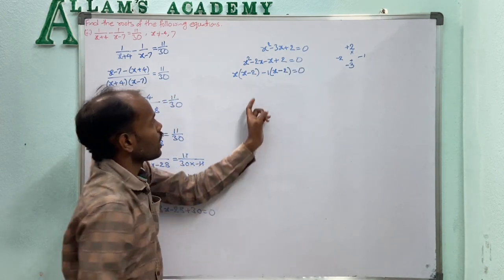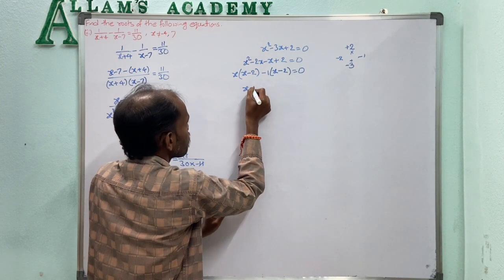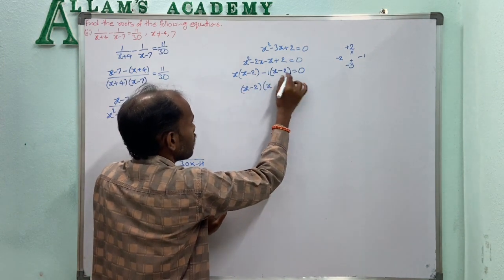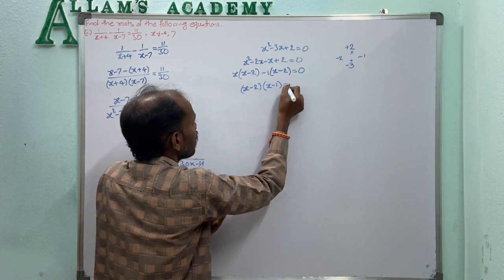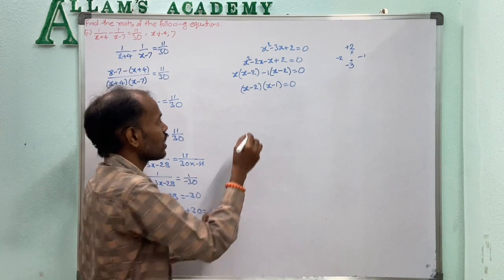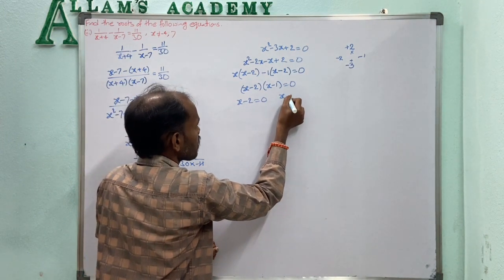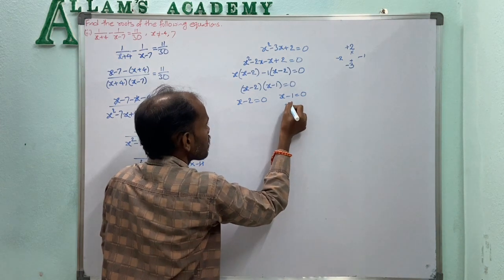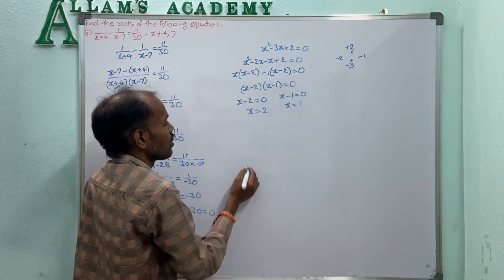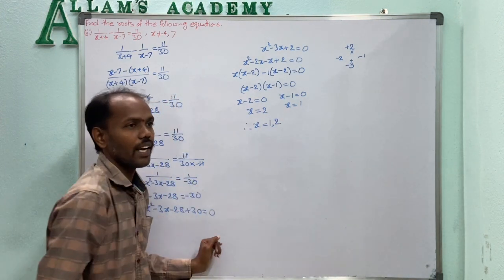That means, observing both, x minus 2 is the common factor. Taking x minus 2 common, here remaining is x and here remaining is minus 1, equal to 0. That means x minus 2 into x minus 1 equal to 0, so either x minus 2 equal to 0, otherwise x minus 1 equal to 0. If x minus 1 equal to 0, then x equal to 1. If x minus 2 equal to 0, then x equal to 2. Therefore the x values are 1 and 2.